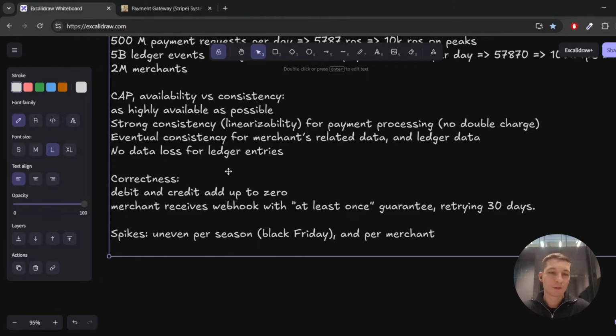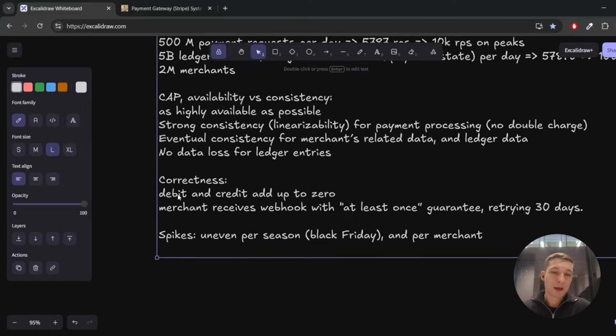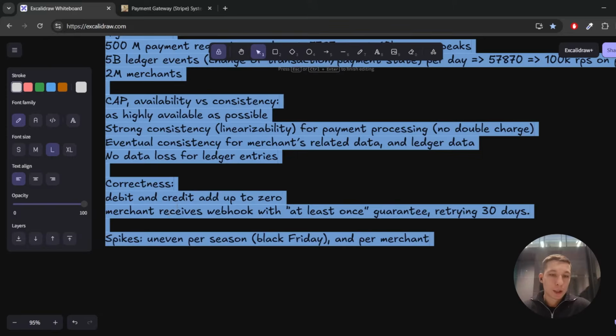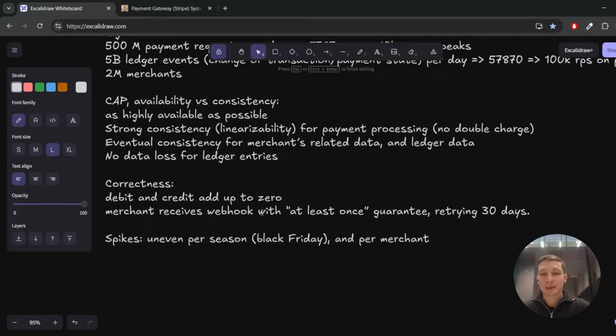Next up, we have correctness, which means debit and credit should add up to 0. This is kind of our legal requirement for audit storage. Merchant receives webhook with at-least-once guarantee, retry in 30 days.